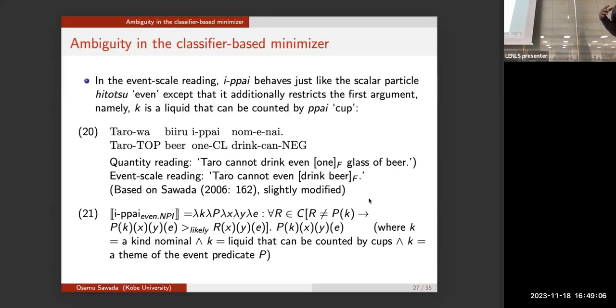Okay, so in that case, I would like to consider that this ippai is a classifier, but it behaves just like the scalar particle hitotsu. It's the same, except that it additionally has a restriction that the first argument K is a liquid that can be counted by ippai. So even though ippai has the status of a classifier, it already has an even flavor in the case of the event scale reading. So I proposed a similar denotation, like 21, and the only difference is that here K equals the liquid.